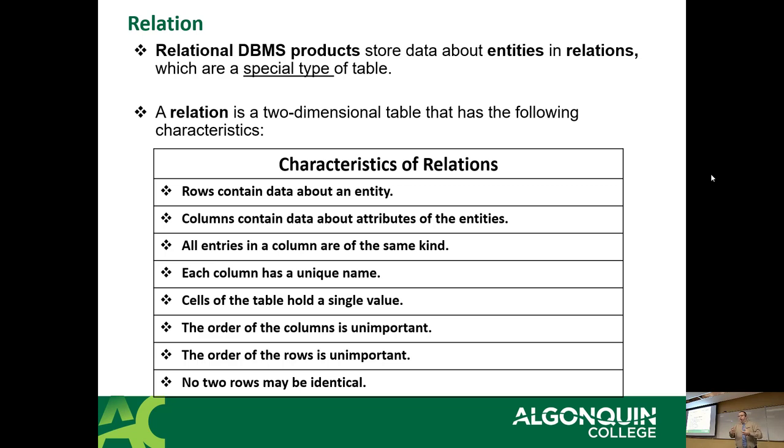And the last one's the important one. No two rows may be identical. Because if you have two identical rows, you cannot identify one or the other. That means you can't maybe delete the duplicate. You can't update one of the duplicates to not be a duplicate. You then have just duplicates. And the only choice you have at that point is to delete them both and recreate, which is terrible. Imagine you wanted to paint your bedroom a different color, so you had to knock down your house first to paint your bedroom.